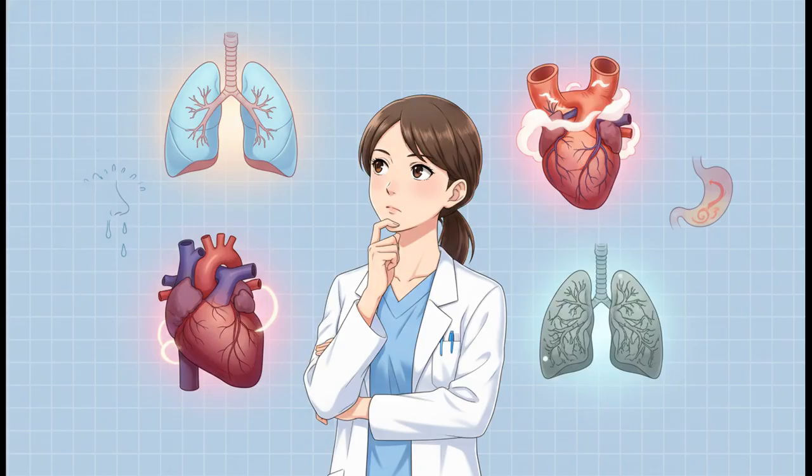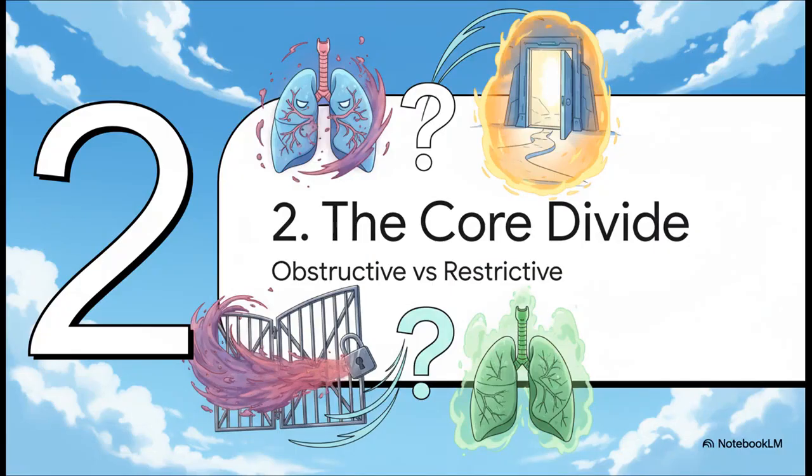And now we come to the single most important decision you will make in any pulmonary question. Once you see dyspnea, your entire diagnostic algorithm, everything that follows, hinges on answering one single question. Is this an obstructive process, or is it a restrictive one? Getting this right is everything.